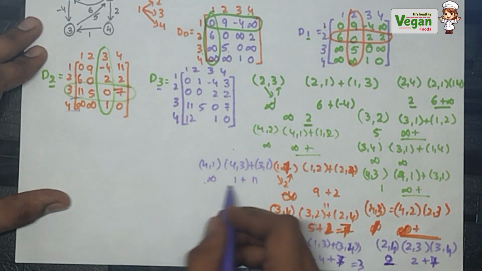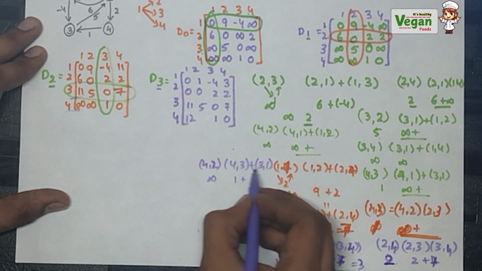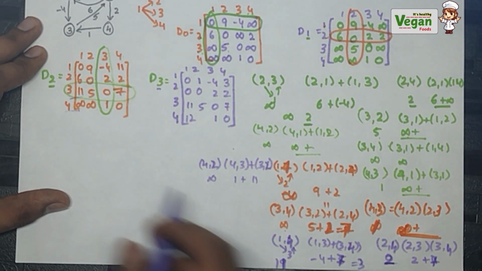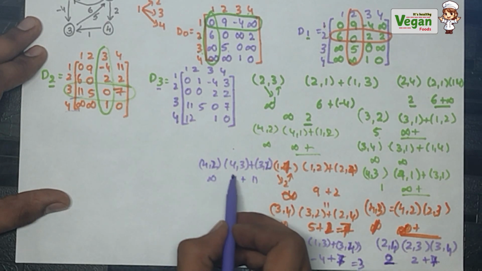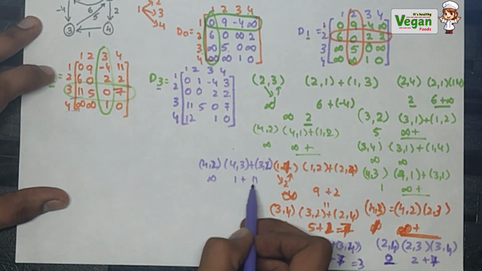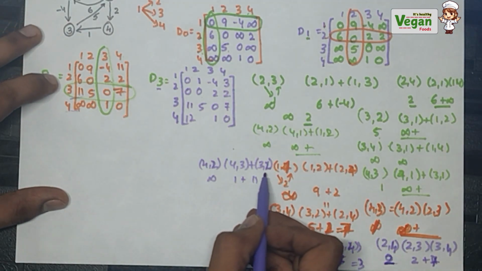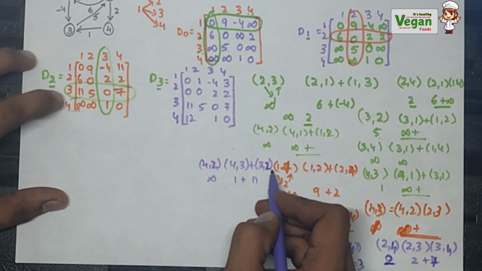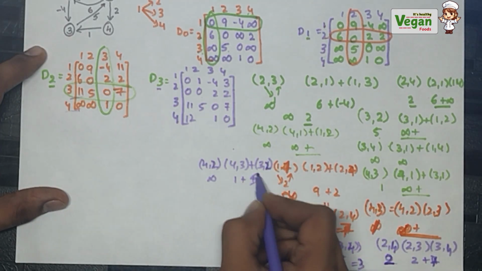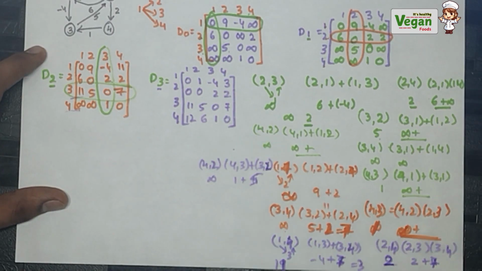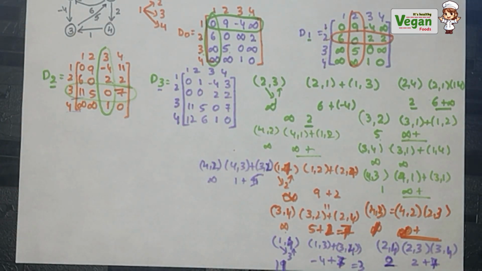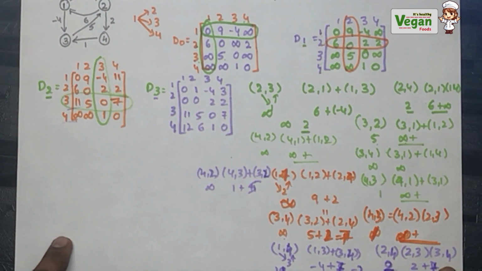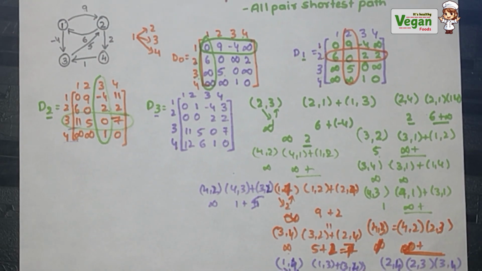Next 4 comma 2 you want. So 4 comma 3 plus 3 comma 2. 4 comma 2 value is infinity. 4 comma 3 value is 1. And 3 comma 2 value is 5. So 5 plus 1 will be 6. So 6 is less than infinity. So I wrote 6. Now we are completed with the fourth matrix. We are left out with only one more matrix. Now let's write that one.